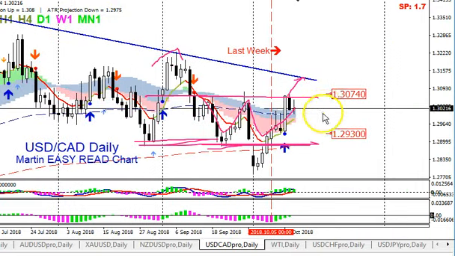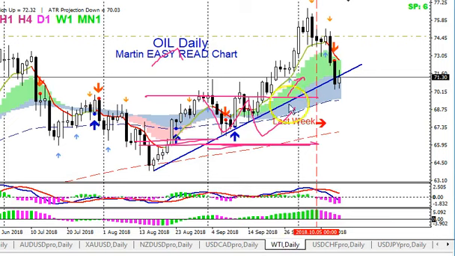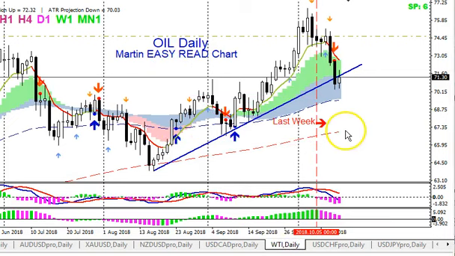Okay, so again, buys above 130.74 and sells this time below 129.30. Okay, so just keep that in mind. I've got the levels for you there. Oil, let's take a look at oil. And let's take that off the charts.